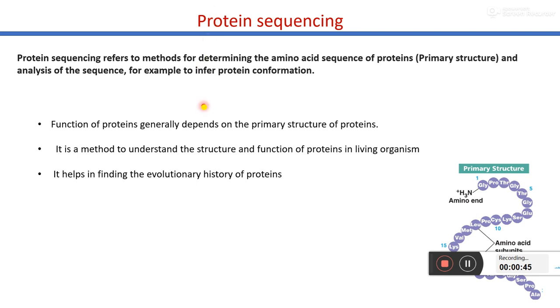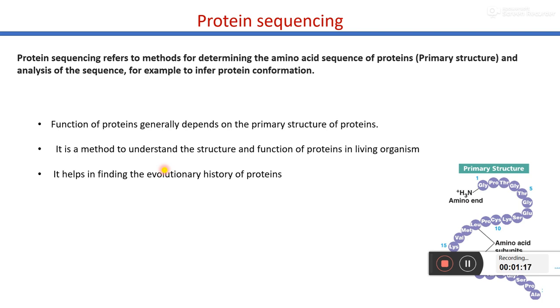The primary structure comprises the identification of constituent amino acids with regard to their quality, quantity, and sequence in protein structure. So the first use of protein sequencing is to find the structure and function of protein. And the second main use of protein sequencing is to find the evolutionary history of a particular protein. This generally helps in understanding the changes over time in protein shape, function, and its composition.